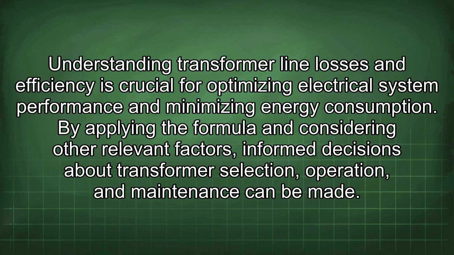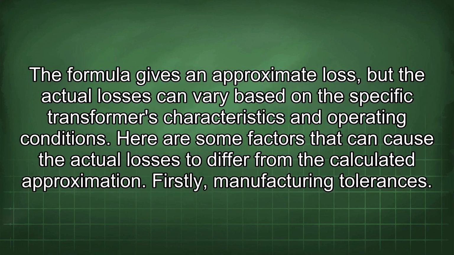Understanding transformer line losses and efficiency is crucial for optimizing electrical system performance and minimizing energy consumption. By applying the formula and considering other relevant factors, informed decisions about transformer selection, operation, and maintenance can be made. The formula gives an approximate loss, but the actual losses can vary based on the specific transformer's characteristics and operating conditions. Here are some factors that can cause the actual losses to differ from the calculated approximation.